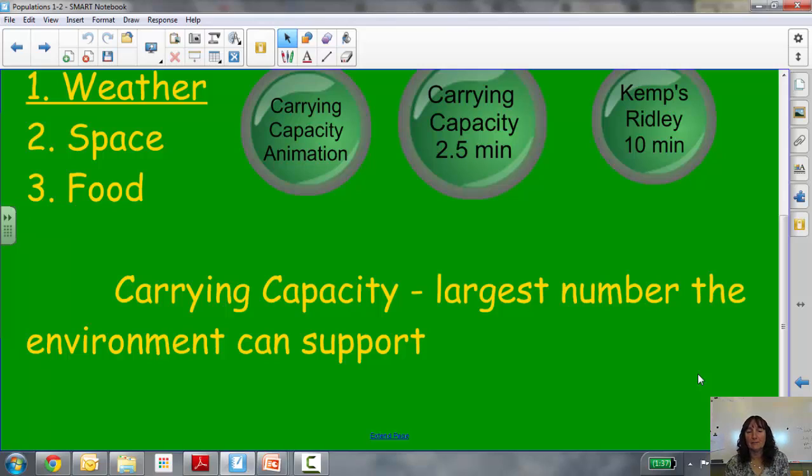You can't have 3 different families of bears sharing the same den, because they're not going to get along very well together. So there has to be enough room for all of them to live. So that's your space and your food, and of course the weather is also going to affect that carrying capacity. So a really harsh environment, there's not going to be as many animals that can live in that kind of weather.